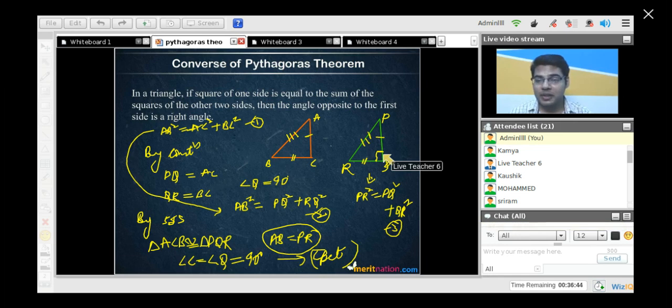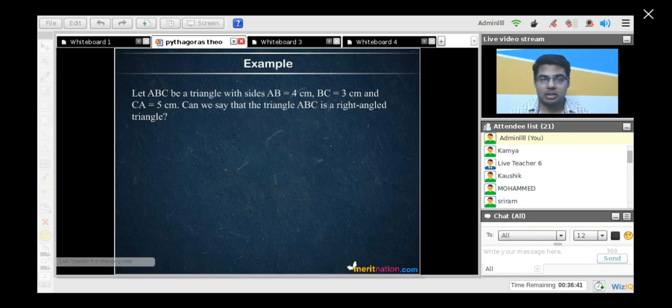So friends, let us now try to understand some examples. Let ABC be a triangle with sides AB equal to 4, BC equal to 3 and CA equal to 5. All of you just try to understand. So let us try to draw this triangle first. Let us try to have this triangle.